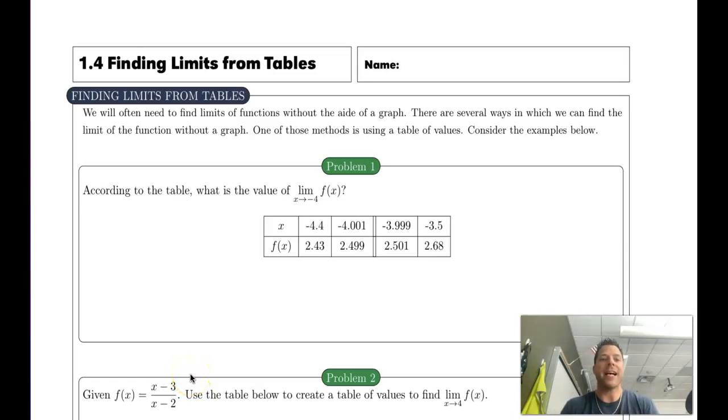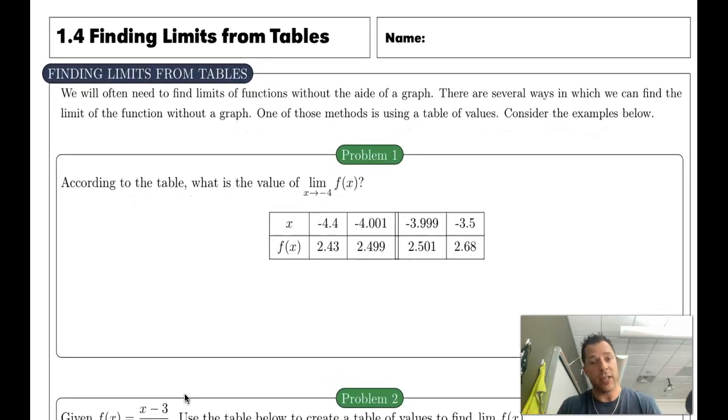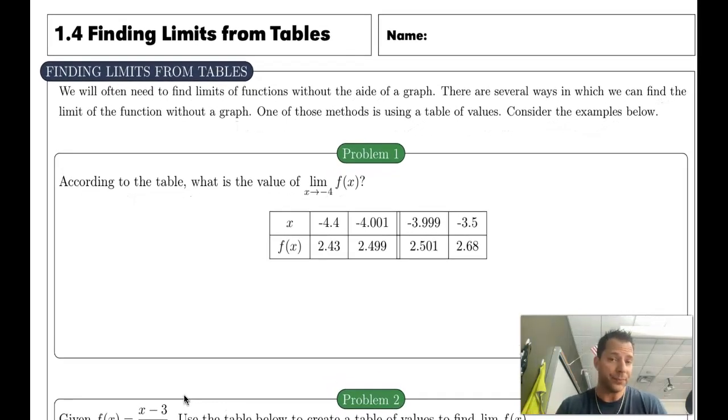Hey everybody, welcome to topic 1.4, finding limits from tables. So today, the title tells us all. We're going to find limits from tables. Either they're going to give us a table or we have to come up with a couple of values to plug into our calculator, and we'll show you how to do that.